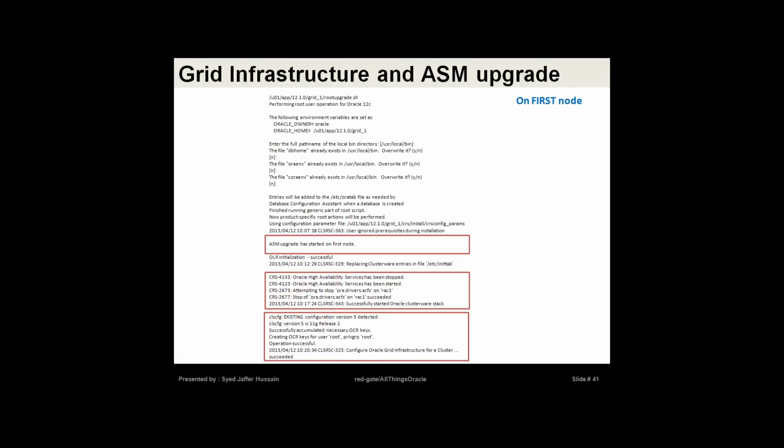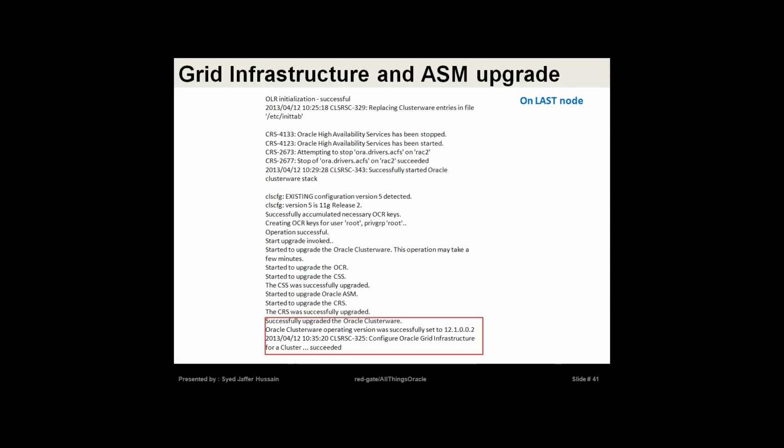If you run this root upgrade on the first node, this is what you are likely to see on your screen. You see in the first red box that the ASM upgrade has started, and then your previous cluster is stopped and it brings up the new cluster automatically. And when you run root upgrade.sh on the last node, you will see that your cluster is stopped and successfully upgraded to 12c.